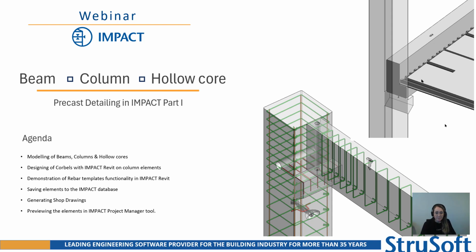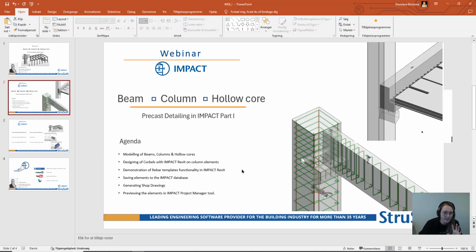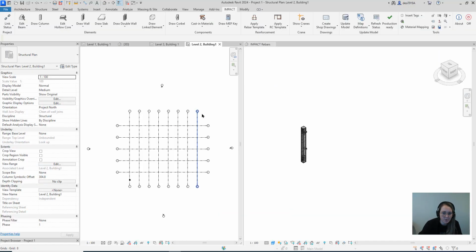And we're going to see the elements in Project Manager, which is our central tool in the Impact 3D BIM precast system. We're going to view the elements, demonstrate the connection between the Revit design and the Project Manager, and I'm going to give you ideas of how to continue this precast process. A lot of ideas here, so let's jump into it.